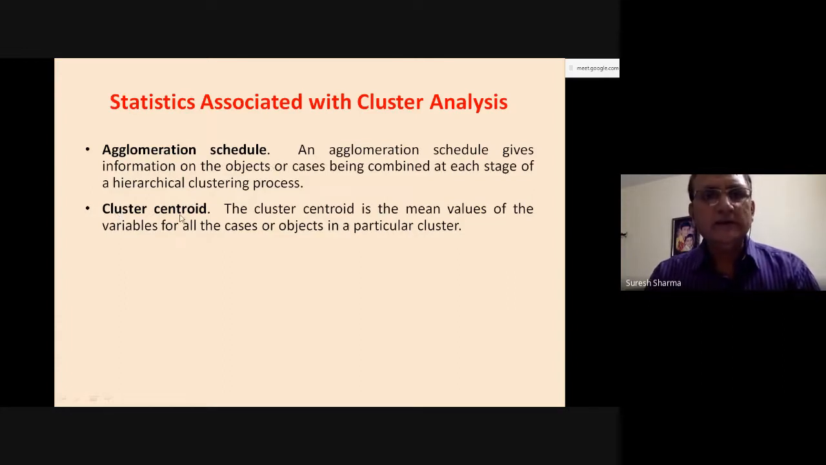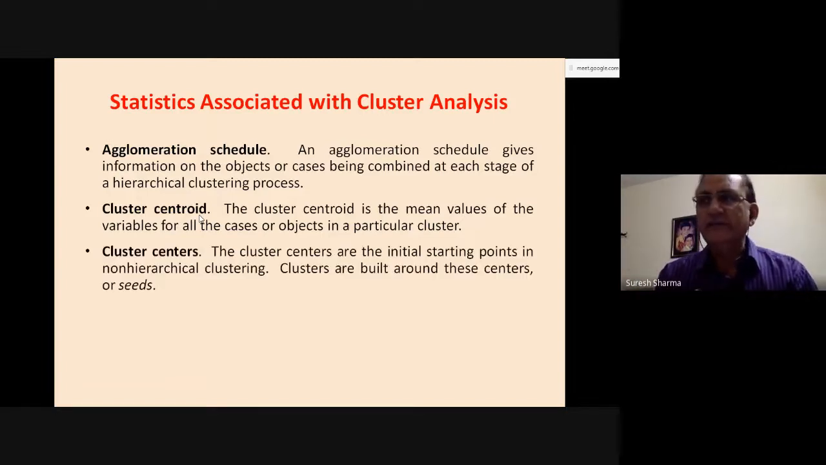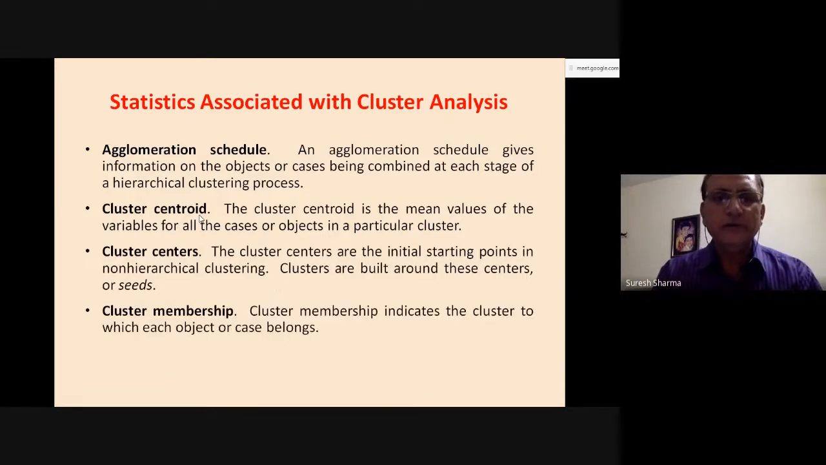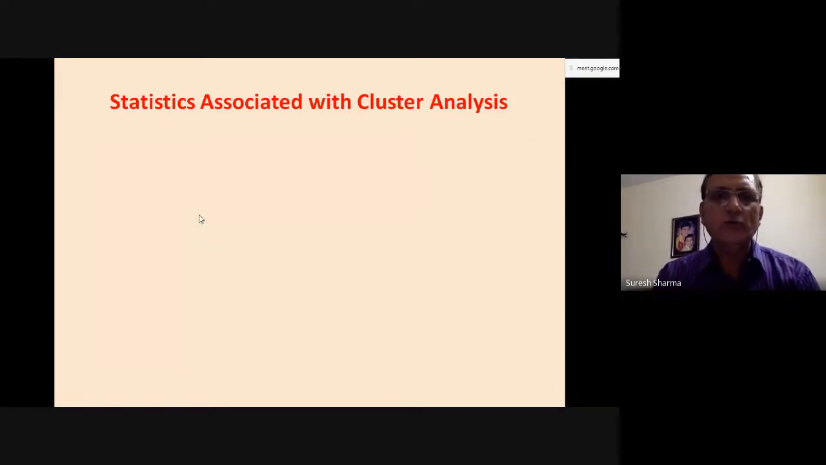Then cluster centroid. Every time you have 2 points, a new center will be there. If you have 3 points, a new center will be there. They are known as cluster centroids. And cluster centers will be computed every time. Then cluster membership. What is cluster membership? Whether this item will go to this cluster, or this cluster, or the third cluster, that is cluster membership. You will come to know.